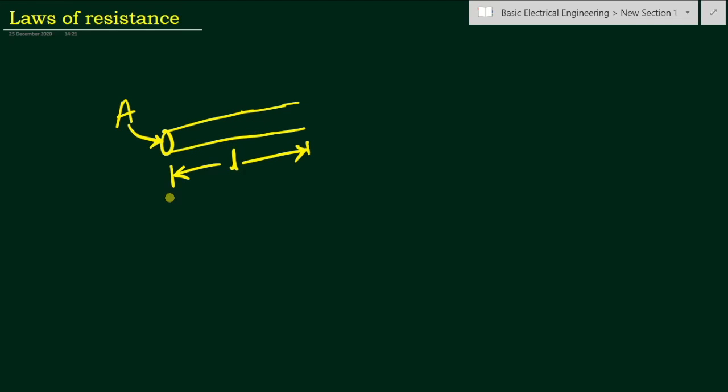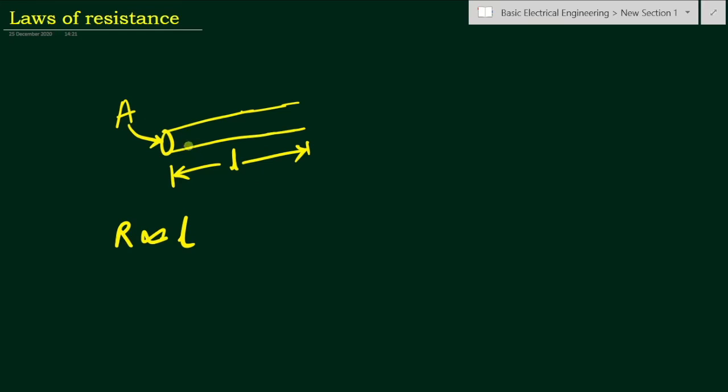So first of all, we have to understand that if the length of this conductor increases, this in turn will increase the resistance. This is the property. So we can write it as R is proportional to L. That means the resistance of this conductor is dependent on the length of the conductor, and it is directly proportional to the length.